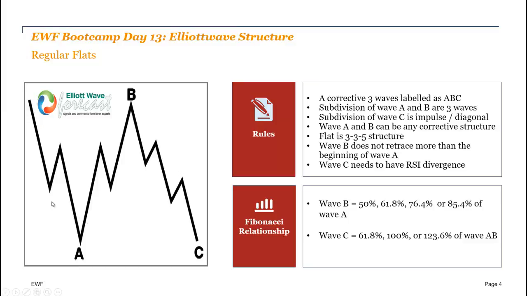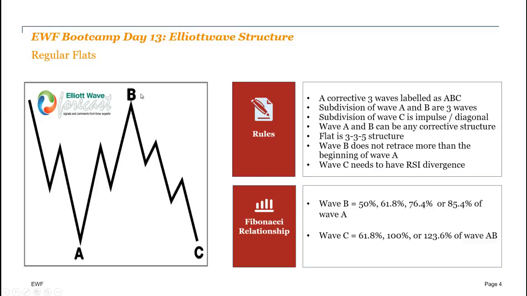In other words, this could be ABC, this could be a WXY that we're going to take a look at later, or it could be another flat. Okay, so this could be any corrective structure here in the A and the B. So this is a 3, 3, 5 structure. Wave B does not retrace more than the beginning of wave A, and then at the end of the wave C, we need to have a divergence.